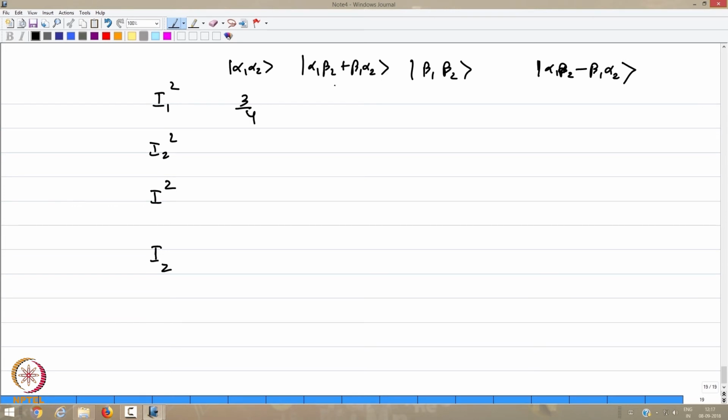I1 square on this gives you 3/4, and since this is a sum, this will also be 3/4. I1 square on this gives you 3/4, and I1 square here gives 3/4. I2 square gives 3/4, 3/4, 3/4, and 3/4. I square on the state gives you twice the state, I square on this gives you twice the state, I square on this gives you twice, and I square on the state gives you 0.